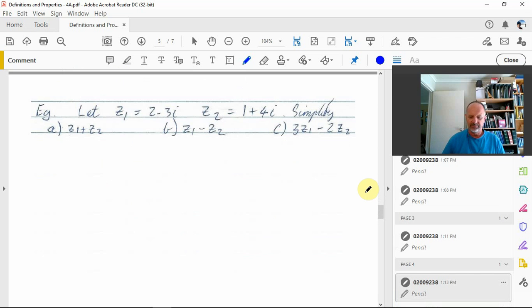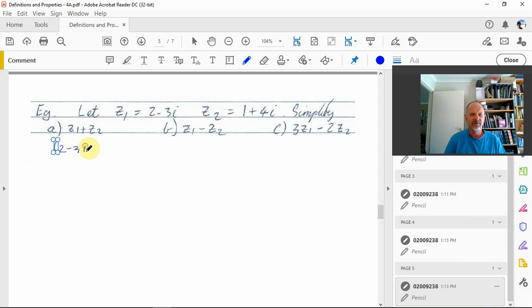All right, got some sums to do with that. Hopefully I've left enough space here. So for a, Z1 plus Z2. If we're adding those two together, 2 minus 3i plus 1 plus 4i. I'm looking at the real bits, adding them together. 2 plus 1 is 3. Then I'm looking at the imaginary bits, adding them together. Negative 3 plus 4 is plus 1. So 3 plus i is how we would write it.